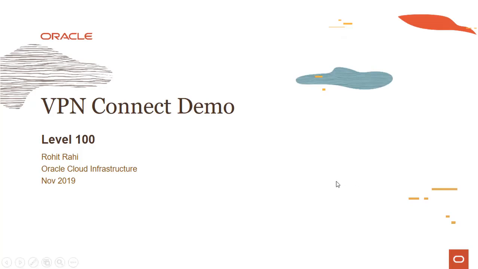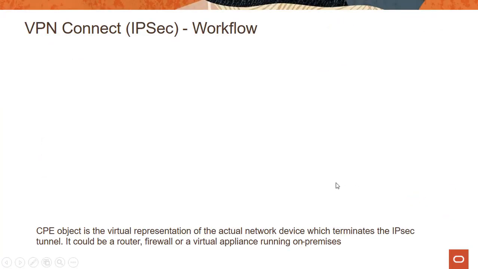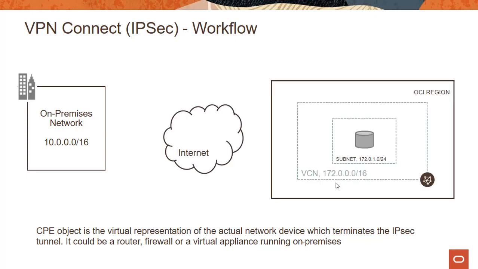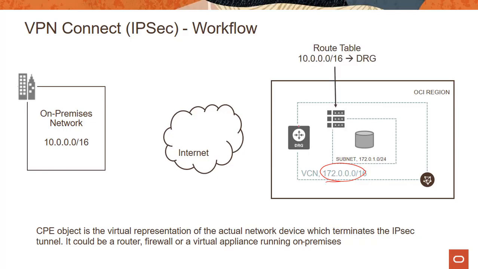As we saw in the previous module, let me just bring up the setup here. We have an on-premises setup with an address space of 10.0.0.0/16. We have an OCI setup with a VCN address space of 172.0.0.0/16, and we will create a DRG. We'll update the route table.